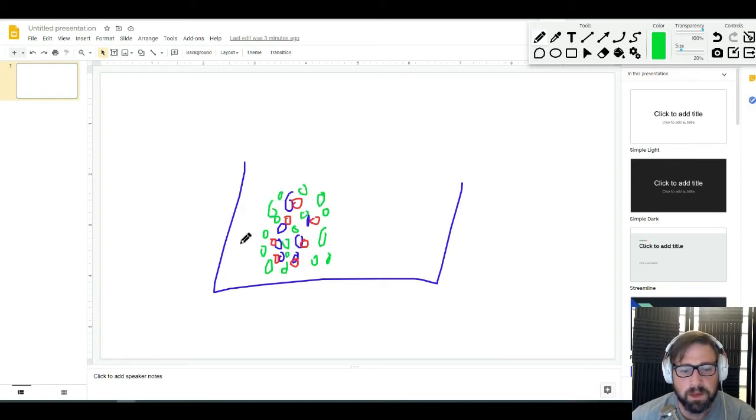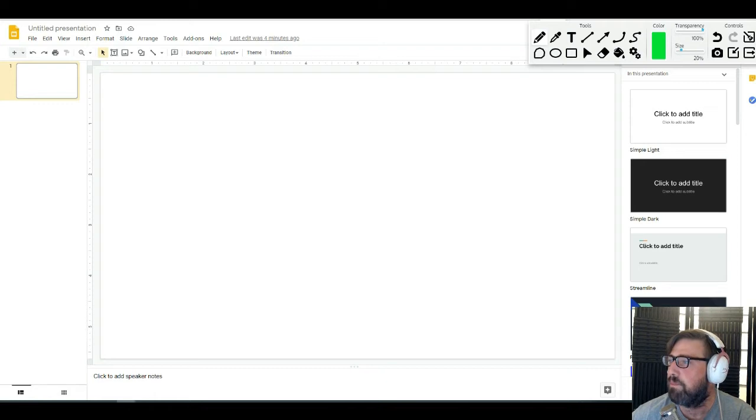There we go. So there is my homogeneous mixture with them all mixed up, of a compound, the red and blue, and the green element. The element is just there by itself.